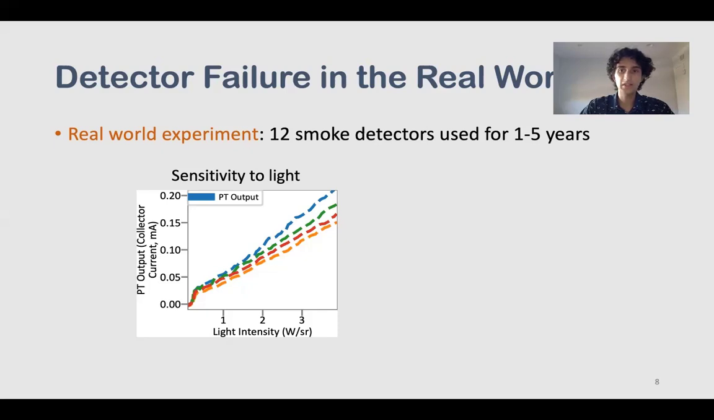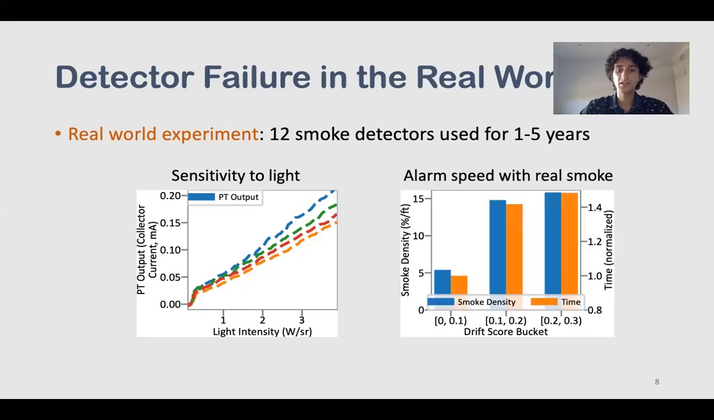So to quantify the impact of this on the behavior of an actual smoke detector, we conducted some tests where we exposed the smoke detectors to real smoke. In this graph, the x-axis shows the drift score of the phototransistor, which is a way of quantifying their sensitivity to light. The left y-axis, which corresponds to the blue bars, indicates the smoke density at which the smoke detector triggered an alarm. And the right y-axis, which corresponds to the orange bars, indicates the time at which the smoke detector triggered an alarm.